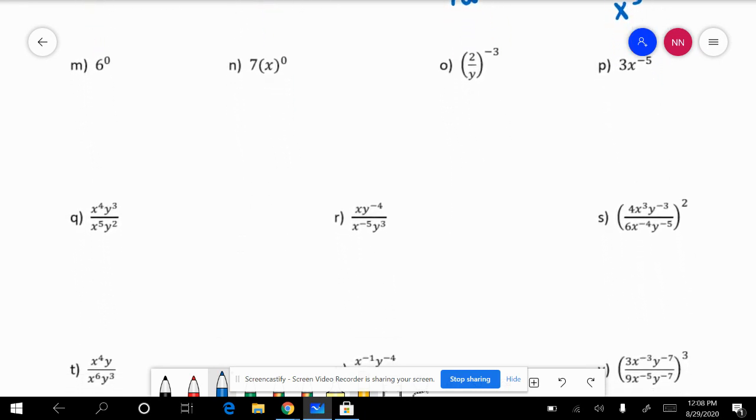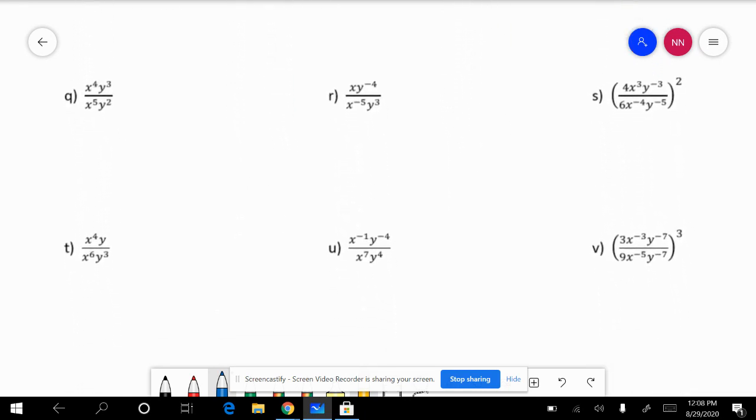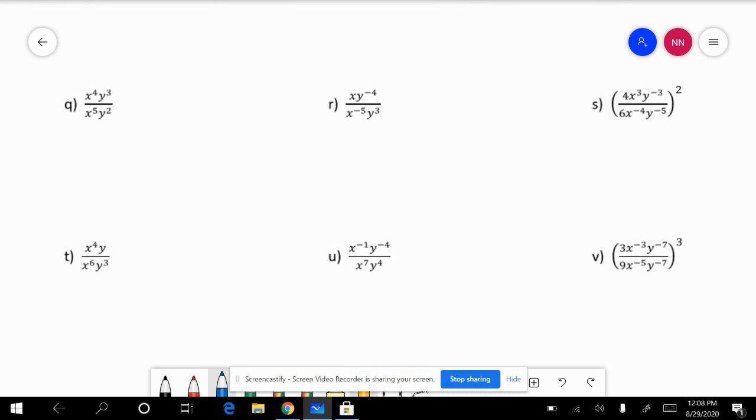Now what we're going to do is look at division. Remember, with division, we're subtracting the exponents. Here's 4, here's 5. That means there's more x's on the bottom, so we put an x. Here's a 3, here's a 2, so when we subtract it, that would be 1. Since there's more on the top, we put the y on the top. So it's y over x.